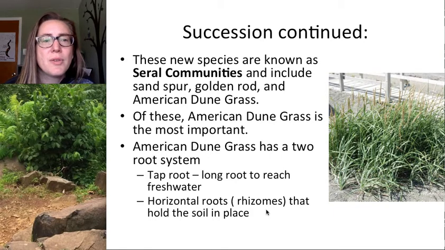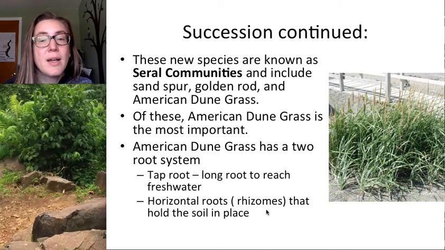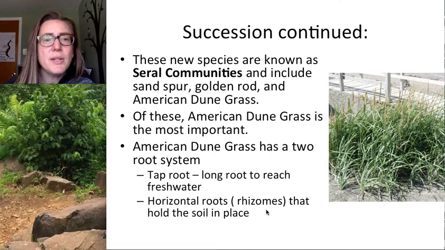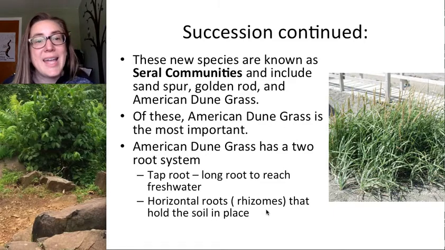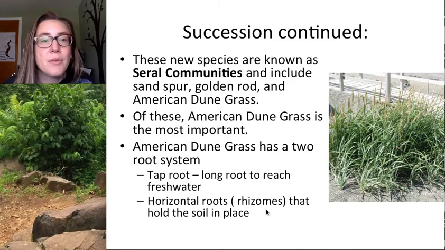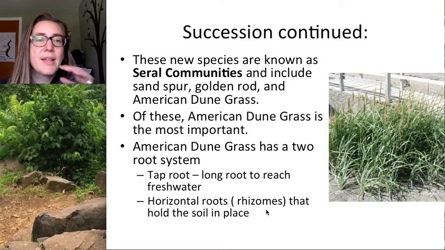But if the American dune grass isn't able to grow, then the dunes have a harder time going through the succession process. The American dune grass, in comparison, is going to have a better root system to help hold that dune together. So not only does it have the taproot that goes down so it can reach that water table for fresh water, but it also has roots that can grow sideways or horizontally, and that's going to allow for that stability of the dune.